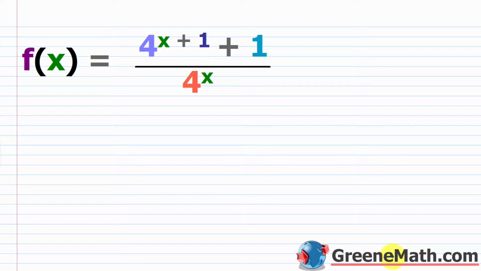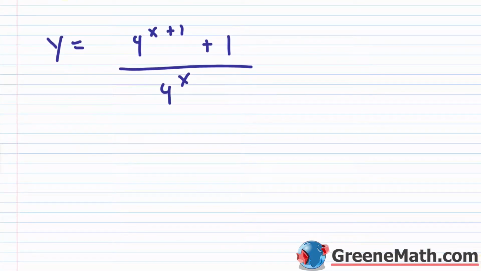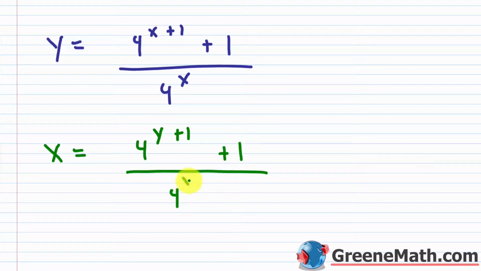So again, the first thing I'm going to do, same as always, I'm going to say that y equals 4 to the power of x plus 1, over 4 to the power of x. I'm going to swap x and y. So let me scroll down a little bit. I'm going to need a lot of room for this. So I'm going to put x is equal to 4 raised to the power of y plus 1, then over 4 to the power of y. So I've got a y here, and I've got a y here.